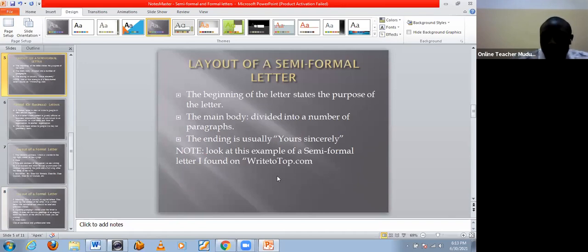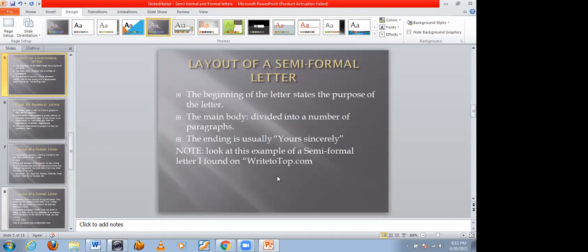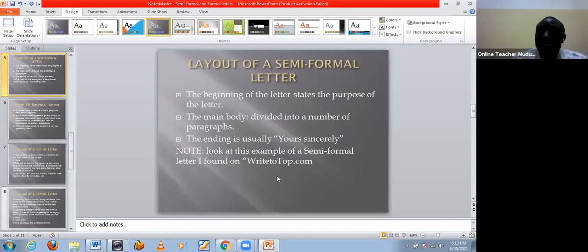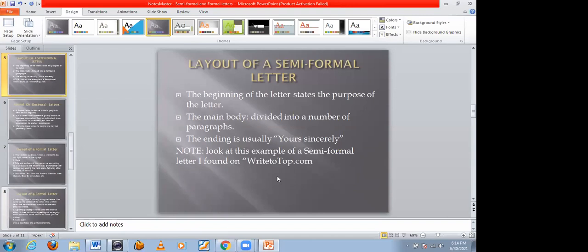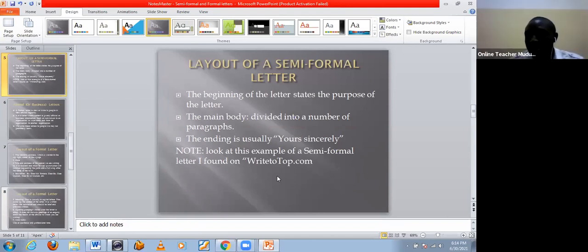Then the main body, like we saw last week, even this time around, is divided into paragraphs. The number of paragraphs, like we mentioned already, is dependent on the number of new ideas that you want to talk about in your letter. So if you have three independent ideas, you may have three paragraphs. Four independent ideas, four paragraphs, and so on and so forth. What is important is that the language remains standard English and is formal.